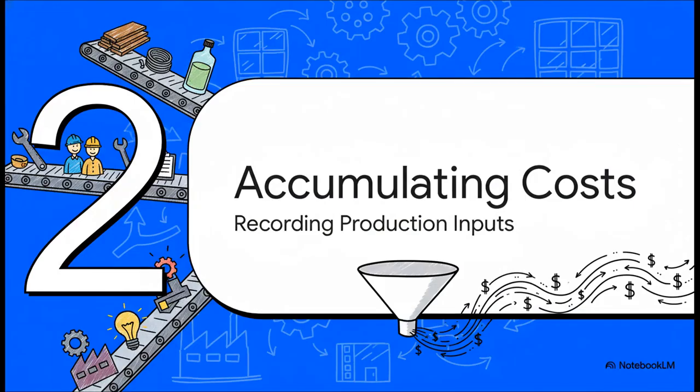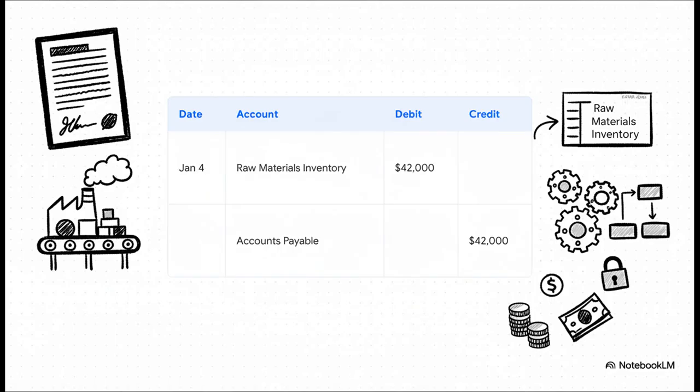Now we move to our second section, where we will trace the accumulation of manufacturing costs. In any production environment, there are 3 primary categories of costs: raw materials, factory labor, and manufacturing overhead. We're going to examine the initial recording of each of these 3 inputs. The entire process, logically, begins with the acquisition of materials. As you see in this journal entry, the company has purchased $42,000 of raw materials. Notice the accounting treatment: we debit the raw materials inventory account, increasing that asset, and concurrently, we credit accounts payable, which reflects the liability to the supplier.